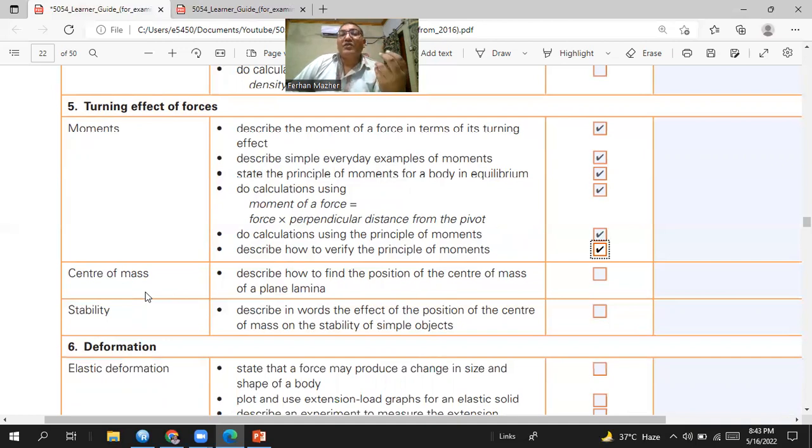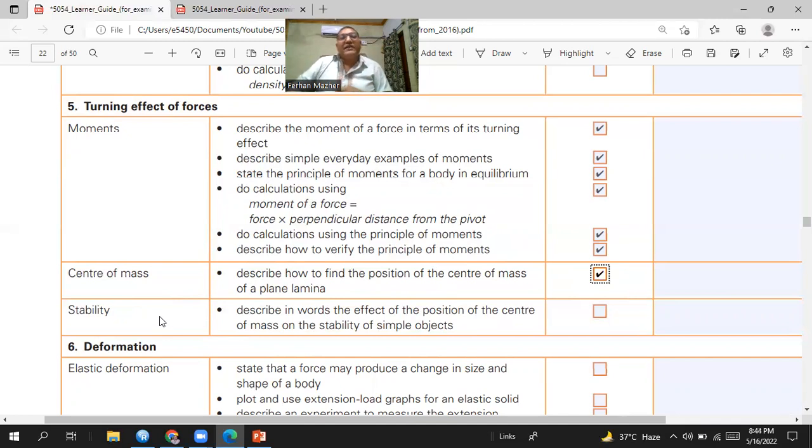Then you do the same process by hanging the lamina with the other hole on that lamina. Then you do it with the third hole, and where the lines which you have drawn on the lamina along the thread of the plumb line intersect each other, that is the center of mass. So this question has also come many times in the Cambridge exam. So you should be able to describe and write that experiment. So if you are able to do this, put a tick here.